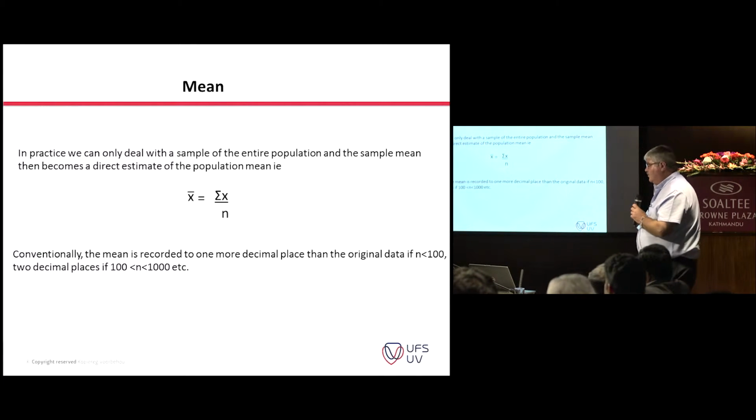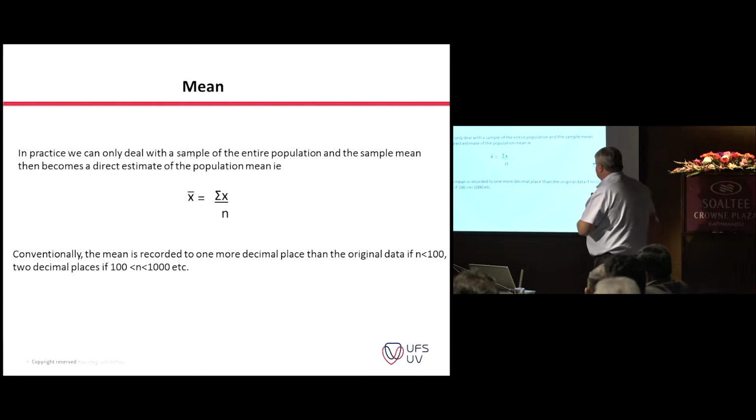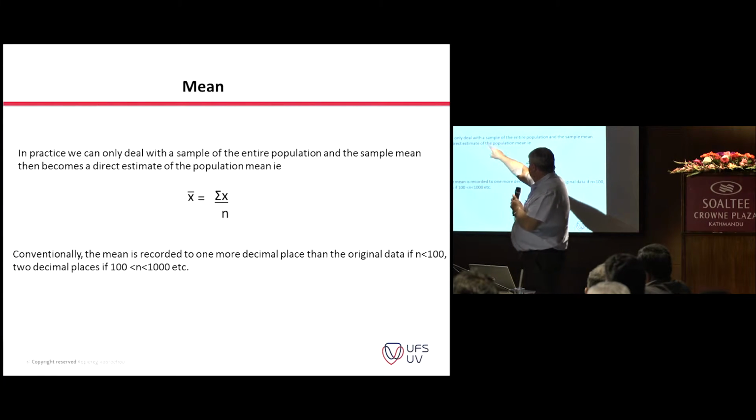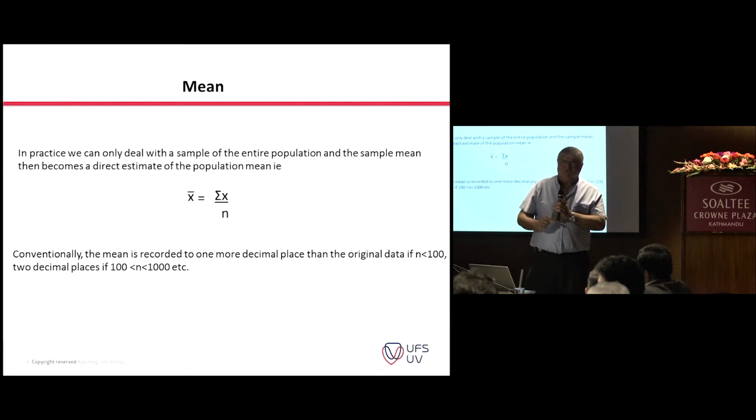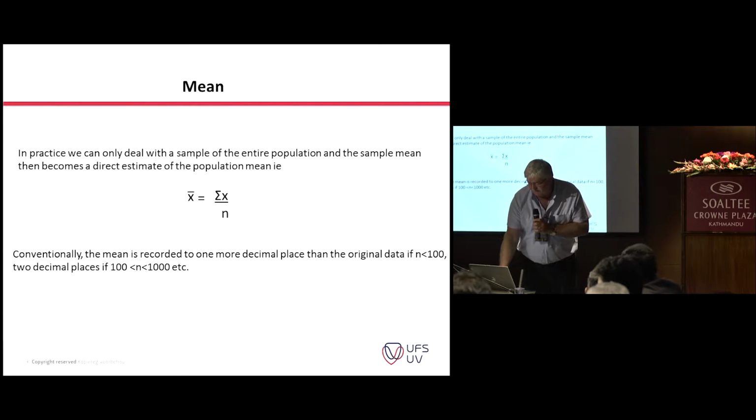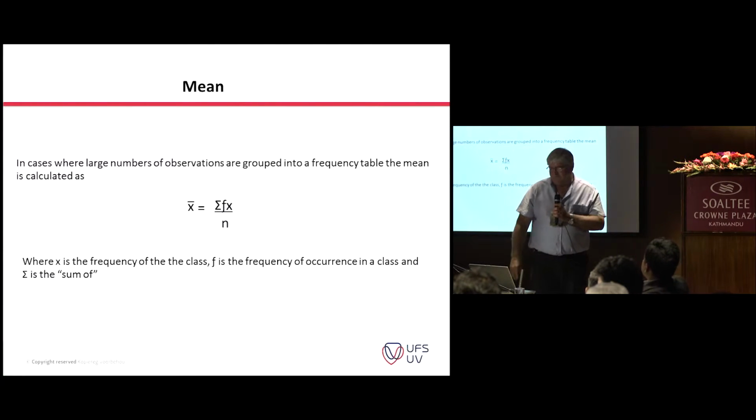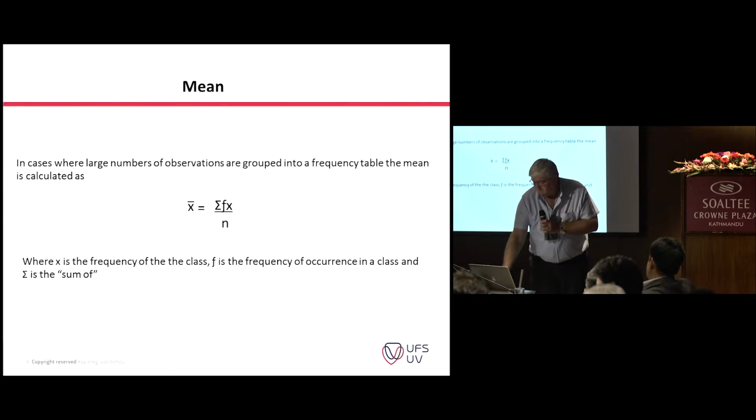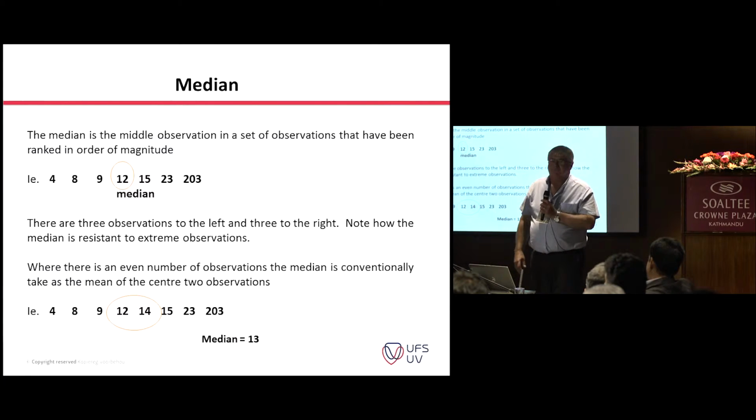More often than not, we can't measure the whole population, so we take a sample out of the population. We work out the mean in exactly the same way, we just use slightly different nomenclature to distinguish between population mean and sample mean, but it's the same thing. We can also calculate the mean of a frequency distribution based on the frequency in each class and so forth. I'm going to put that in the notes, I won't spend too much time on it.